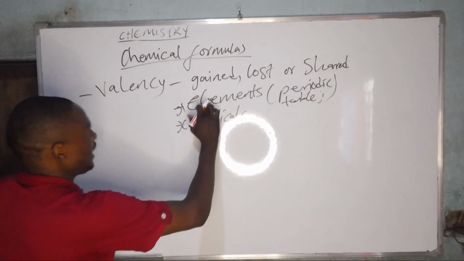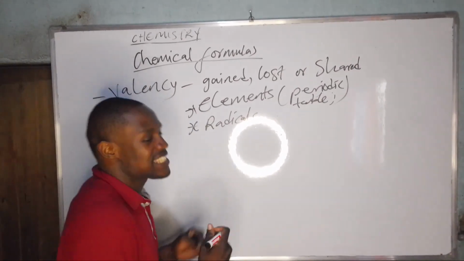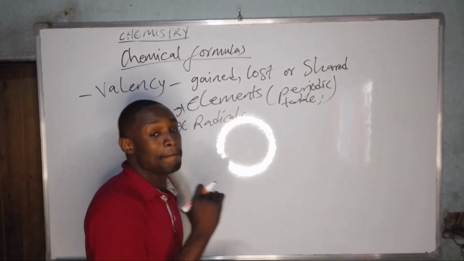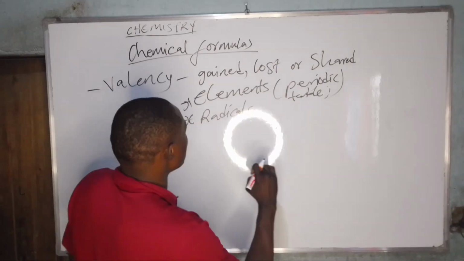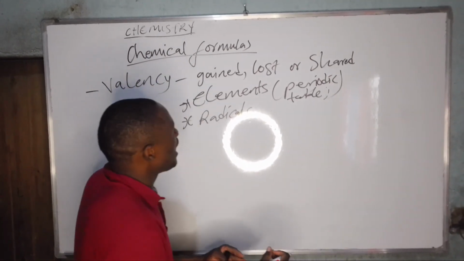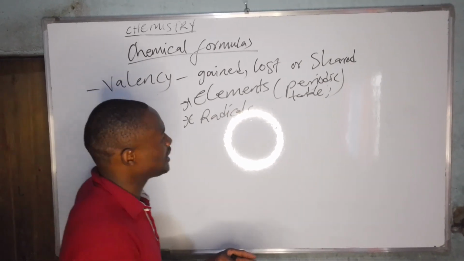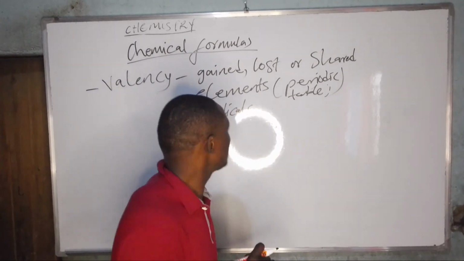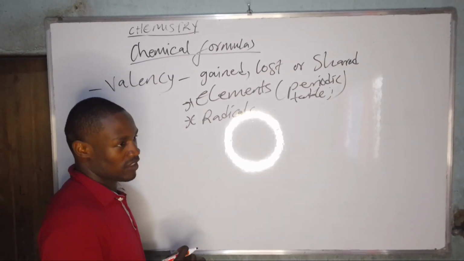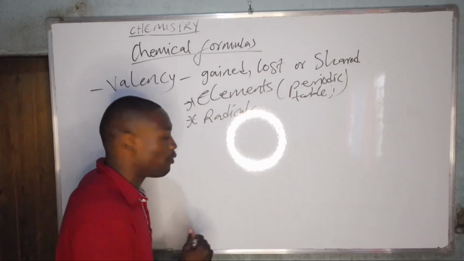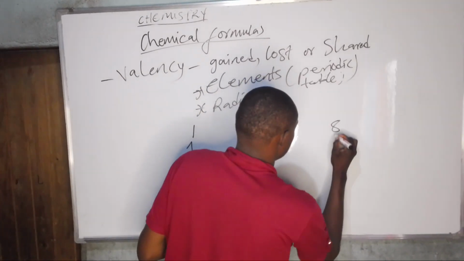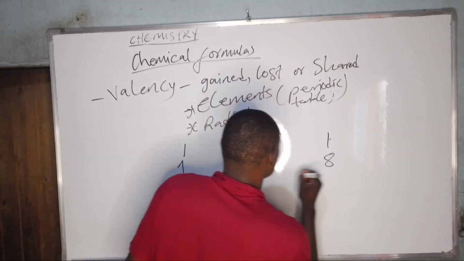Let us talk about the elements. An element is the simplest substance which cannot be broken into two or more simpler substances by any chemical means. These elements were already discovered by some people who discovered the periodic table, like Antoine Laurent Lavoisier. But we are not going to talk about that. Let us just talk about the elements on the periodic table themselves. Now, these elements on the periodic table, we will start from group 1 up to group 8.